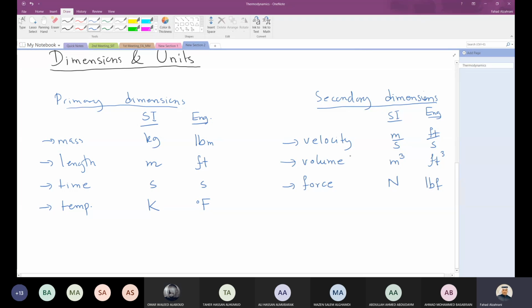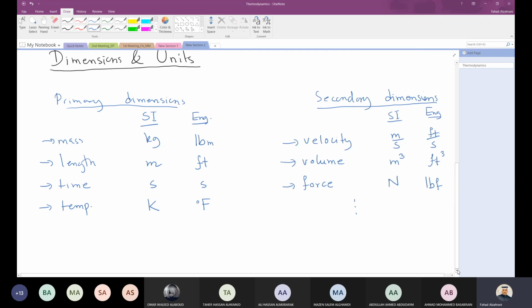And so on. The examples are many for the secondary dimensions. So these are the main differences between primary dimensions and secondary dimensions. Any questions here? Okay. I guess this is clear, inshallah.